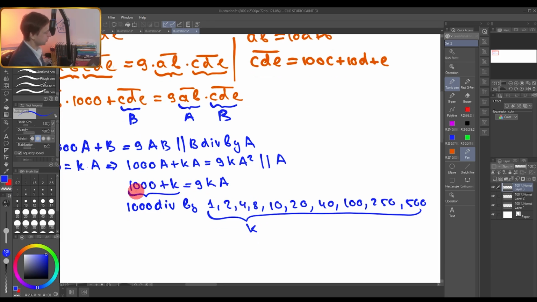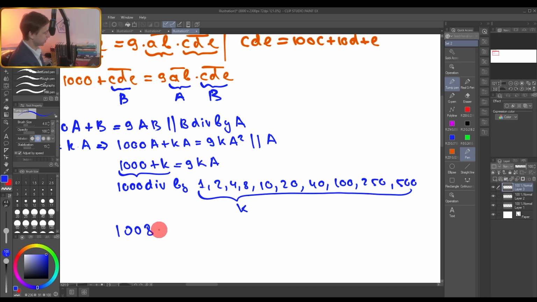And here you can see that 8 will work. 1000 plus K is 1008. It is obviously a multiple of 9, because 1 plus 8 is 9. And in this case, everything looks like it will work out. Let's check that it is a working option for us. If K is equal to 8, in this case, we have an equation here.